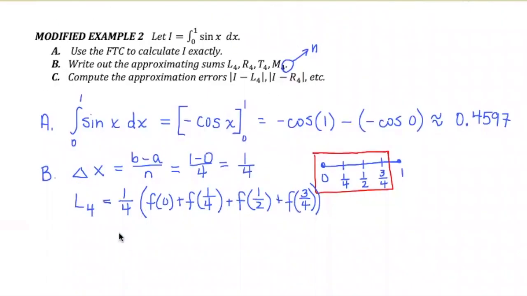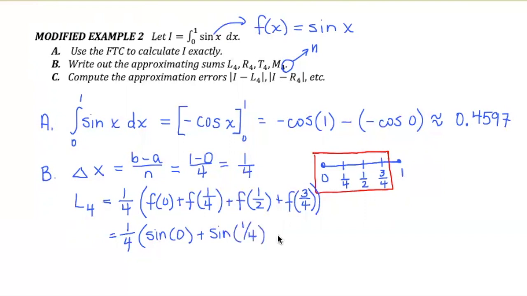So in terms of calculation then, I need to do 1/4 of my function. My f of x is right here. It's sine. So I'm going to do 1/4 of sine of 0 plus sine of 1/4 plus sine of 1/2 plus sine of 3/4. You really don't want to round anywhere before the end of the problem.